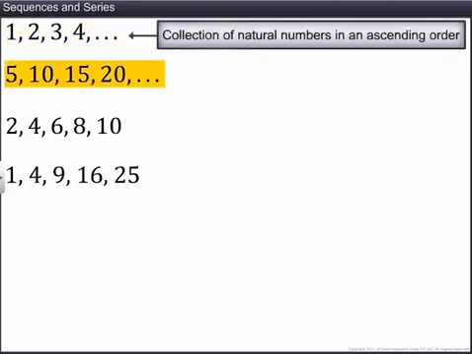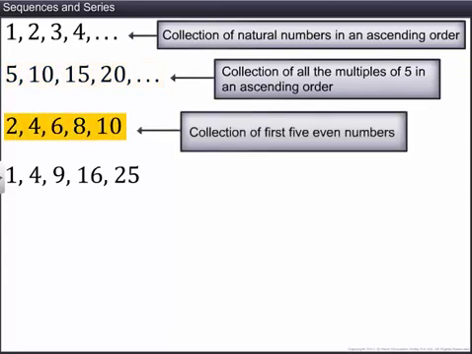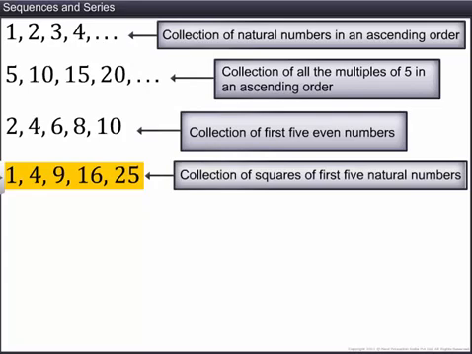In the second collection, all the multiples of 5 are listed in ascending order. The third is a collection of the first 5 even numbers. And in the last one, the collection of squares of first 5 natural numbers has been listed. In each collection, there is a specific rule or order in which the numbers are listed.